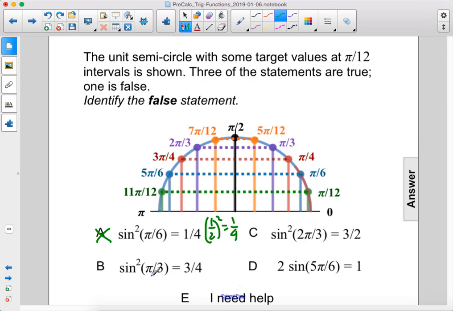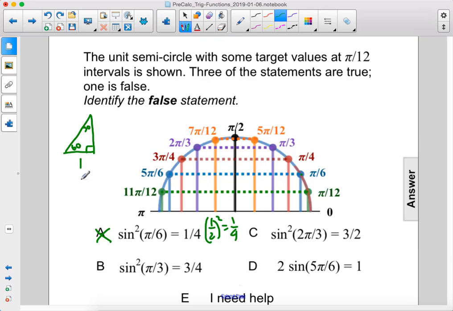Here we have sine of pi over 3 squared equals 3/4. What is the sine of pi over 3? Well, pi is 180 degrees, divided by 3 is 60 degrees. So if you ever forget what the sine of 60 degrees is, just draw a 30, 60, 90 triangle. So this is 60 degrees, that's 30.